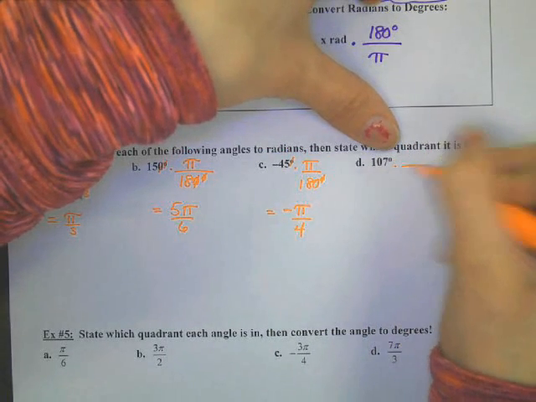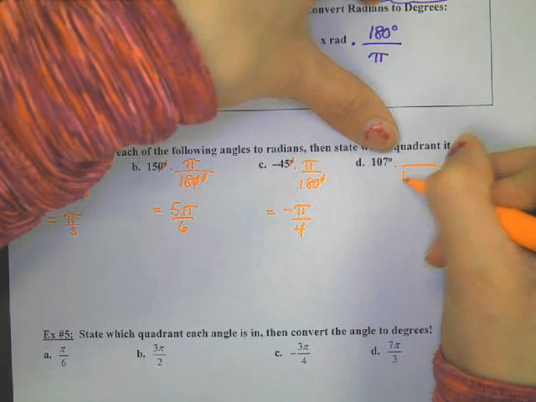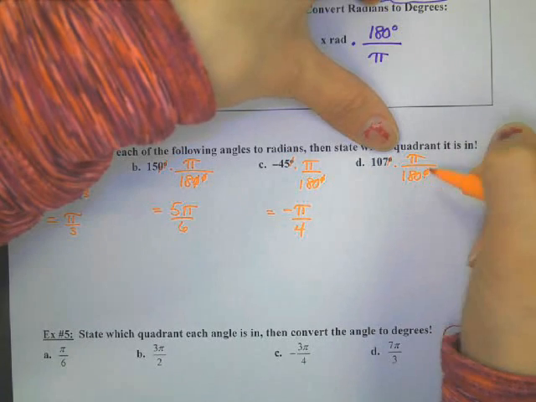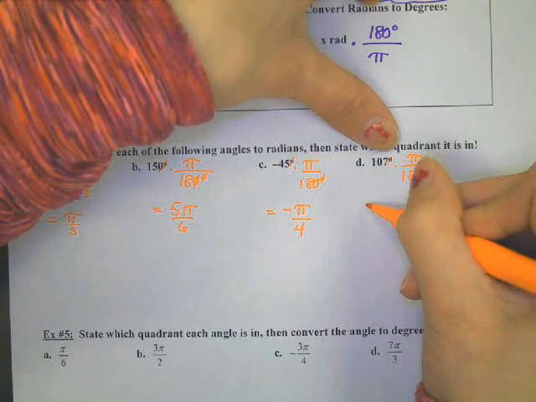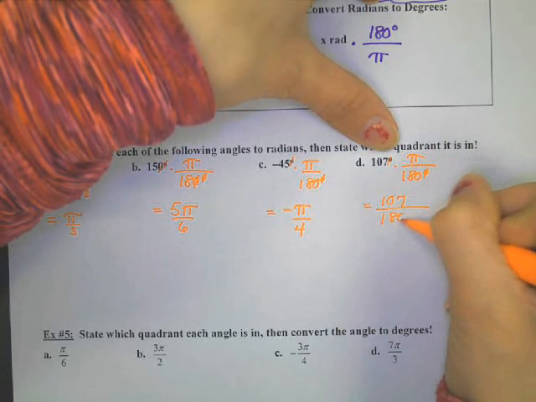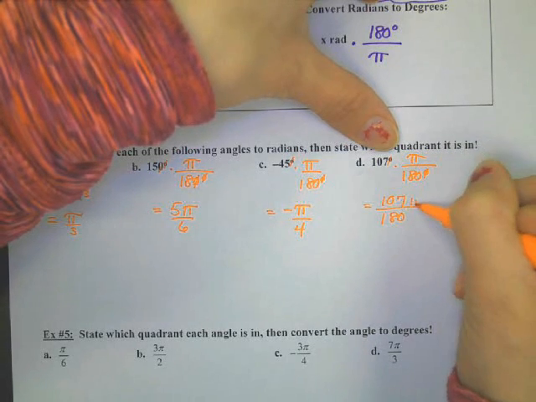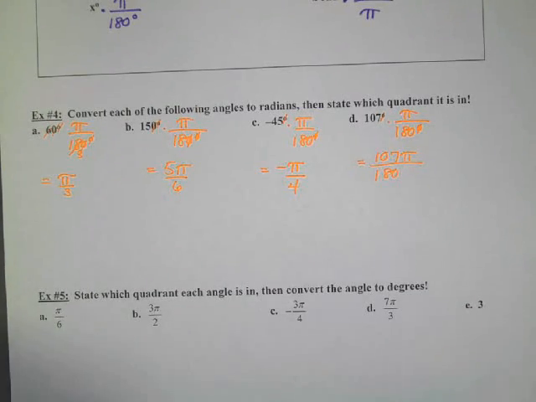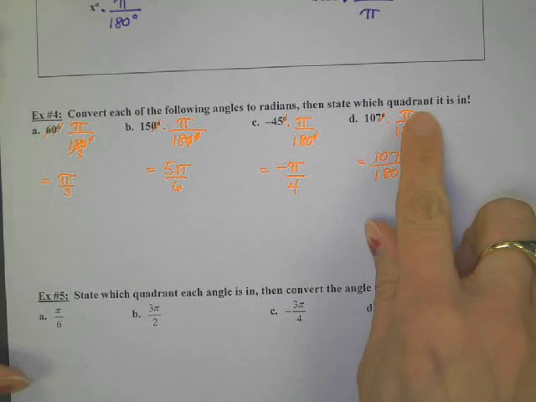107 degrees. Okay, degrees have to go away, so they're going to go on the bottom. 180 degrees is pi. Degree bubble cancels. I don't know this one. I don't think 107 cancels with 180. So 107 pi divided by 180, and that's radian form. Ugh. All right, now we have to think about what quadrant it's in.